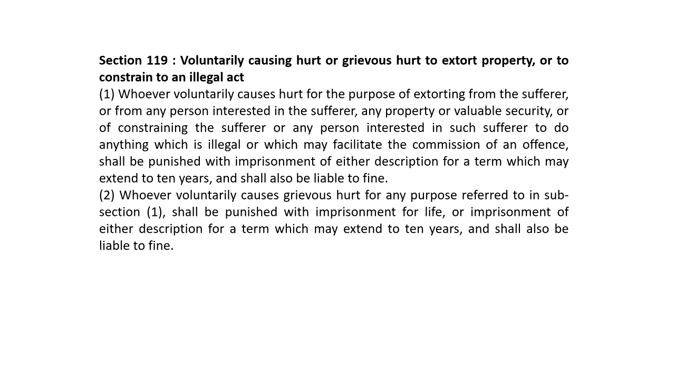So, you see, if grievous hurt has been caused for any of the above purposes, then the punishment shall be imprisonment for life or imprisonment of either description. It could be simple, it could be rigorous, but for a term which may extend to 10 years and shall also be liable to fine.